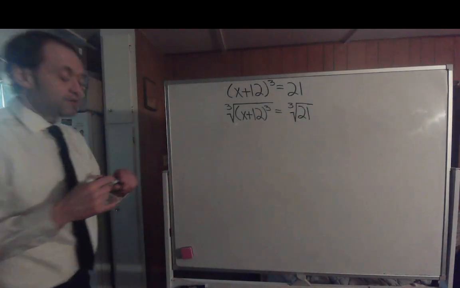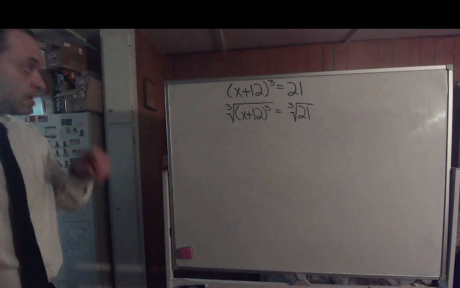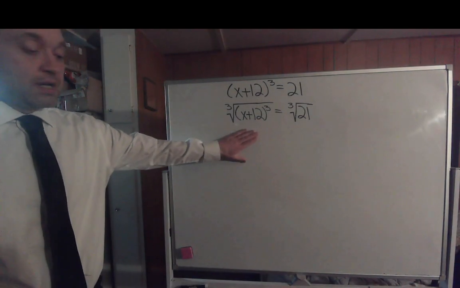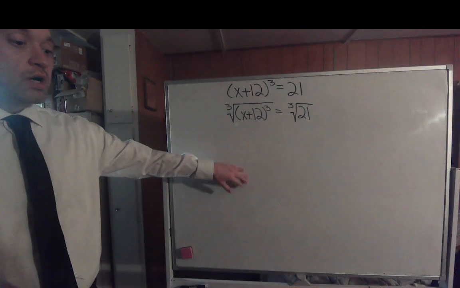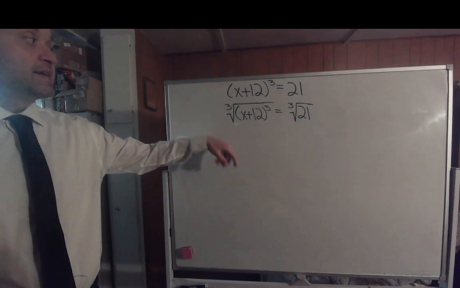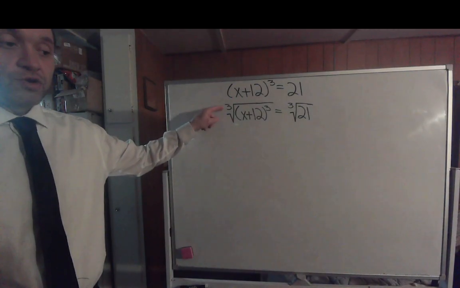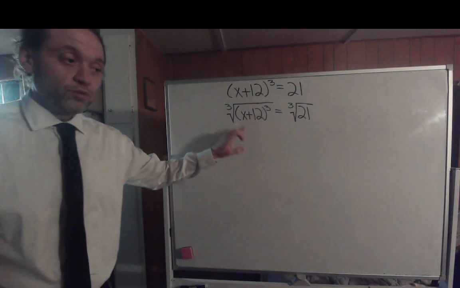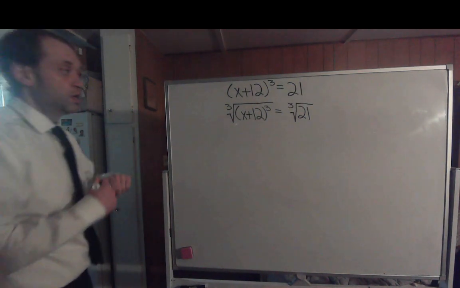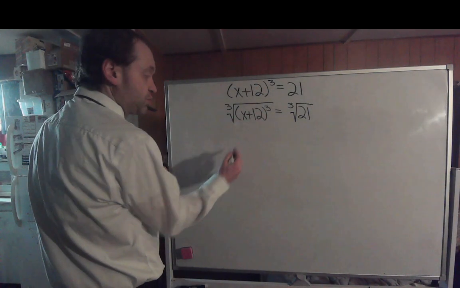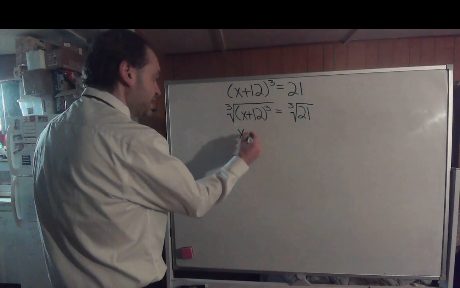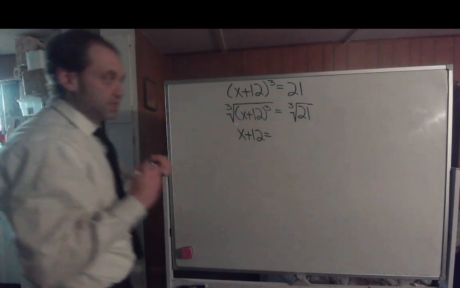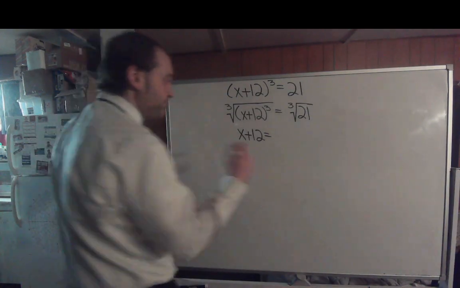All right, well, here's the thing. Any real number under the radical that has an odd root has exactly 1 real solution. So the cube root of (x plus 12) to the third power would just turn into x plus 12. That means you're just going to have only the cube root of 21.